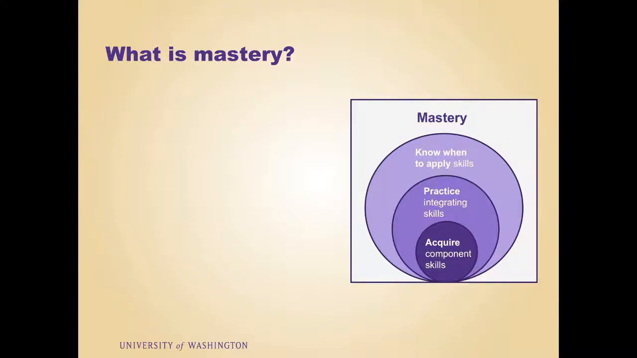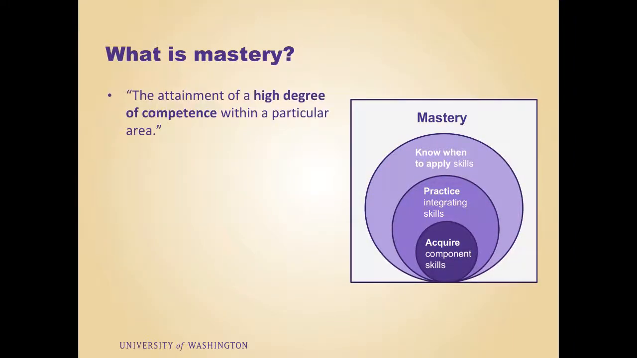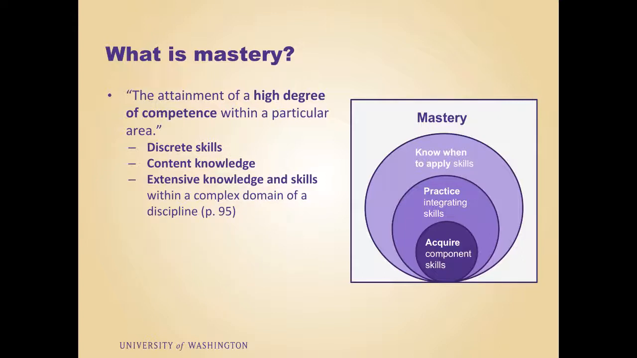So what is mastery? Ambrose et al. define mastery as the attainment of a high degree of competence within a particular area. They explain that this competence can include discrete skills, such as how to use a Bunsen burner in chemistry, as well as competence with content knowledge, such as the dates of particular historical periods. And it includes competence using extensive knowledge and skills within a complex disciplinary domain, such as thermodynamics.